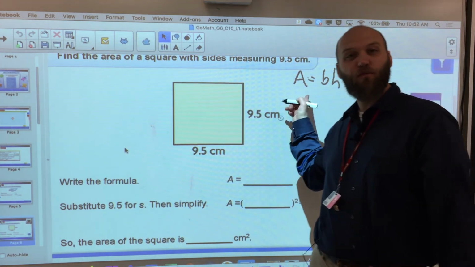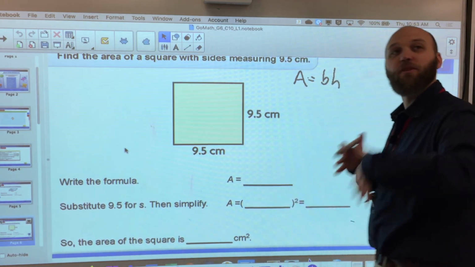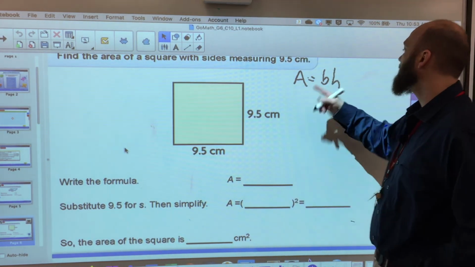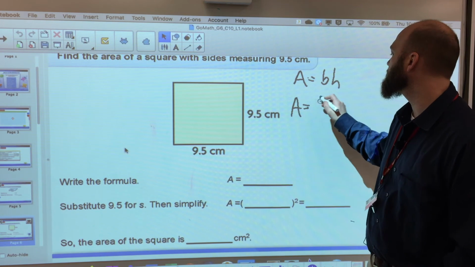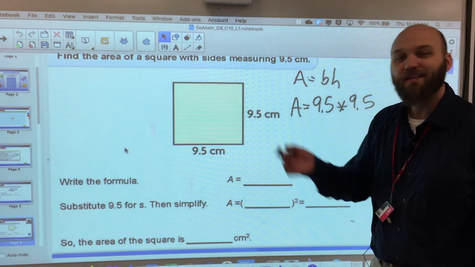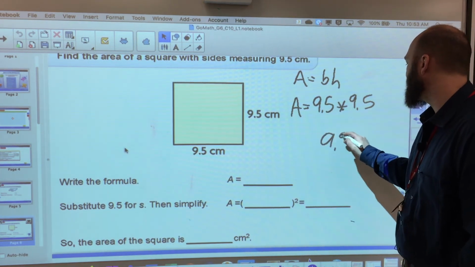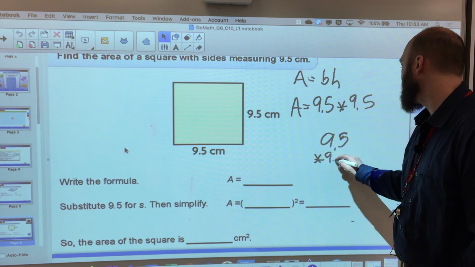But if we keep this formula, area equals base times height, that's the formula I want you to memorize because that's the formula we're going to be using over and over and over again. Area equals base times height, my area equals 9 5/10 times 9 5/10. The exact same thing we did before, right? So I'm going to come over here and just put 9 5/10 times 9 5/10.